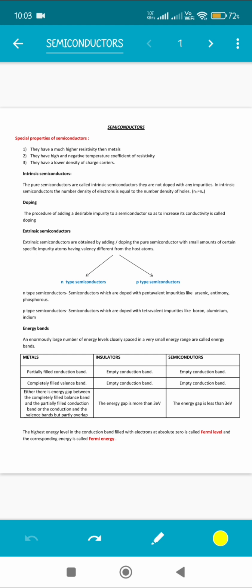Now there are two different types of semiconductors. First of all, let's study about intrinsic semiconductors. The pure semiconductors are called intrinsic semiconductors. They are not doped with any impurities. In intrinsic semiconductors, the number density of electrons is equal to the number density of holes. So an intrinsic semiconductor is just the naturally occurring semiconductor. We are not putting any impurity in them. Why impurities are added, we will learn about later.